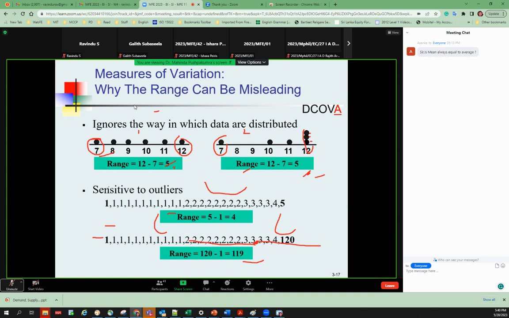Another limitation is that it is sensitive to outliers. Here you can see the range is 4, but due to this outlier, the range has increased to 190.